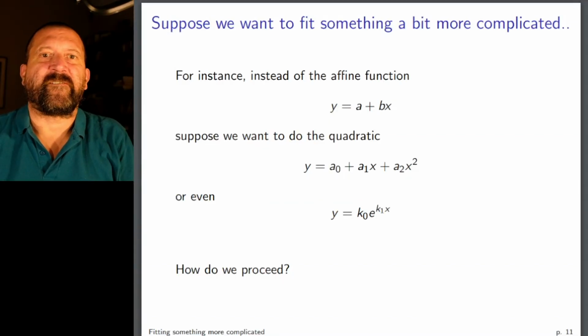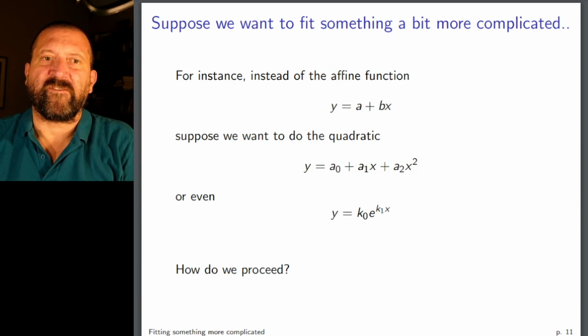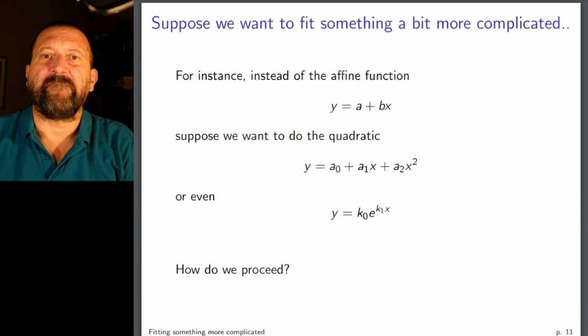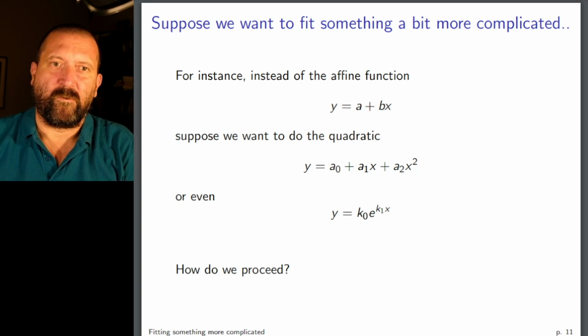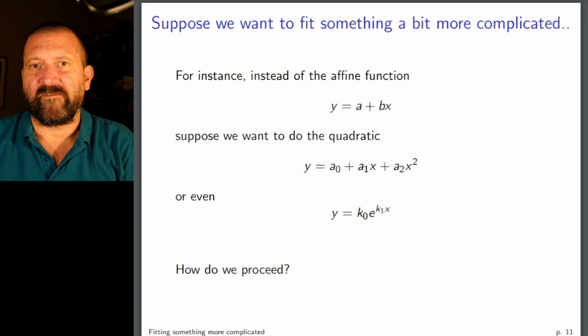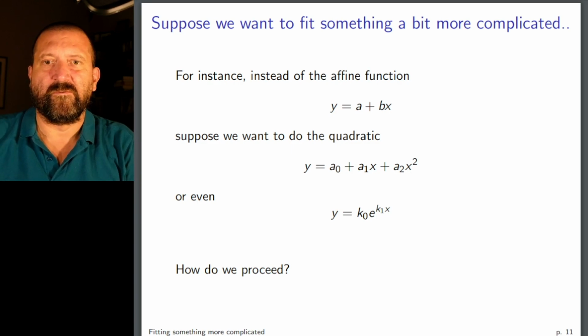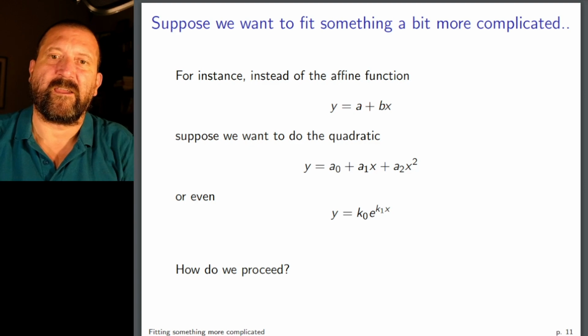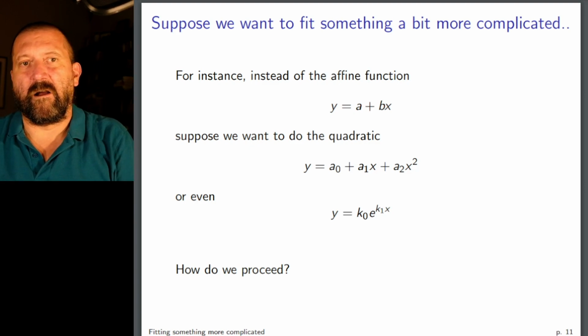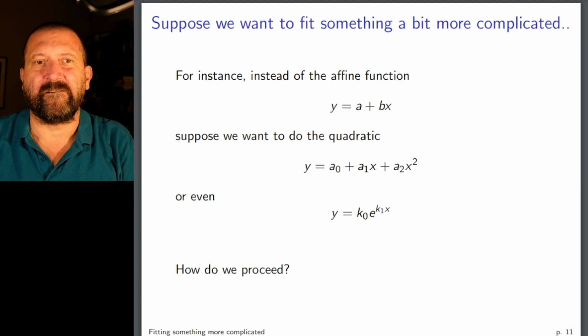Okay, next question. Suppose that instead of trying to fit an affine function, we wanted to fit something a bit more evolved. So for instance, suppose we want to do a quadratic function like this, or perhaps even some exponential function. Here I'm looking for A0, A1, and A2. Here I would be looking for a K0 and a K1. So how does that change, and how would we proceed?